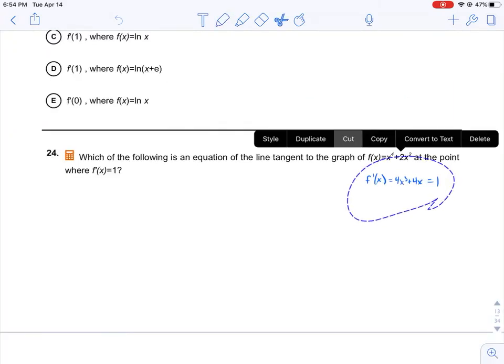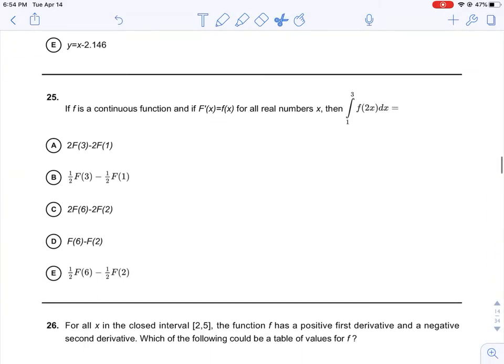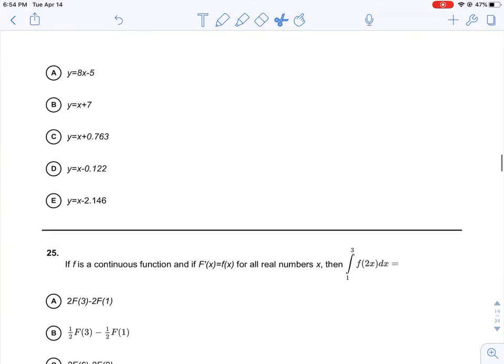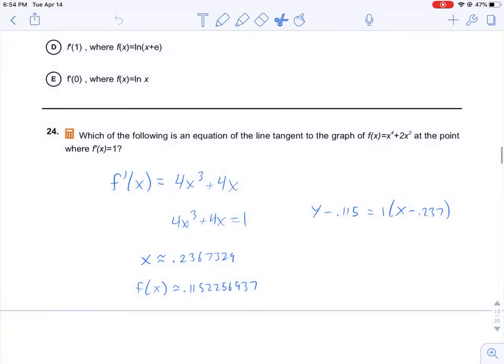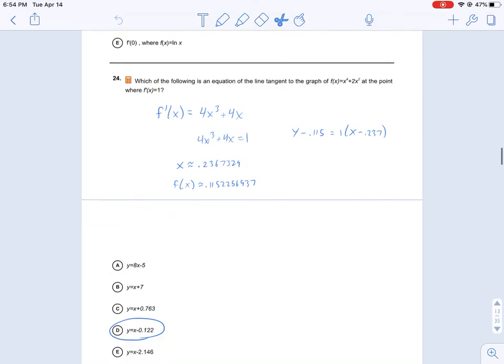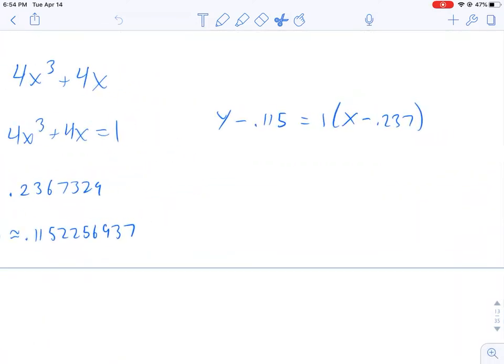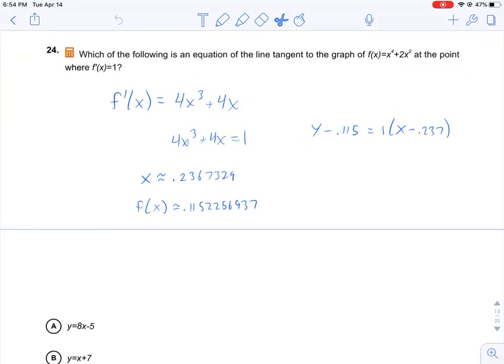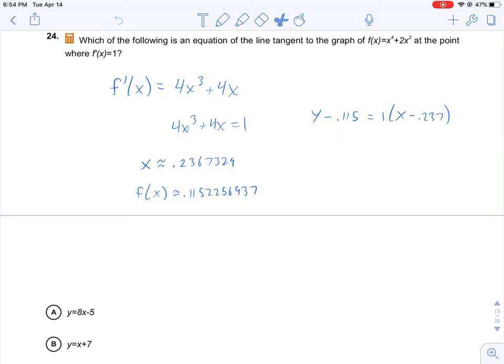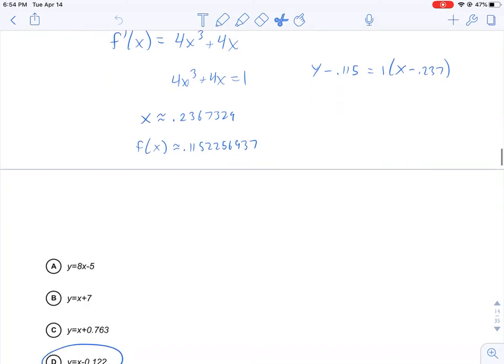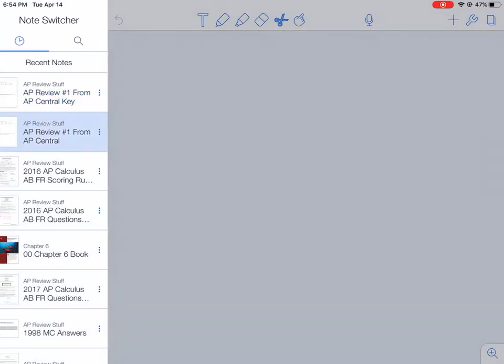Okay, another tangent line question. 25. Oh, sorry, let's see here. Oh, on 24, they did not write it in point slope. So sometimes they keep answers in point slope form and sometimes they don't. So, you know, on this one, you just distribute the 1, which does nothing, and then add 0.115 to both sides. I did add a non-rounded version just to make sure, and then I rounded my final answer to that.